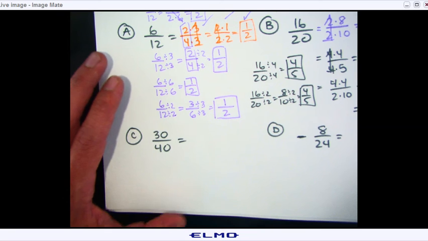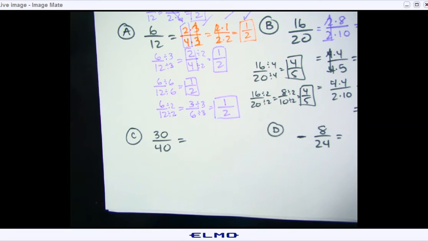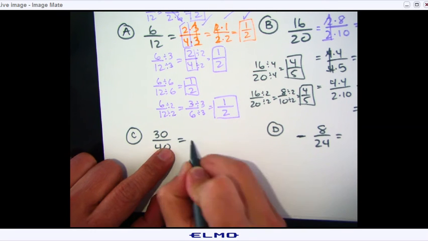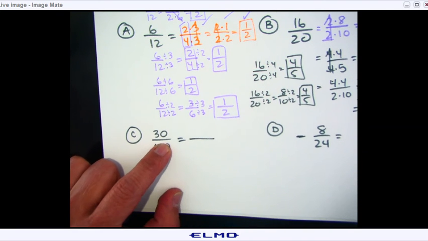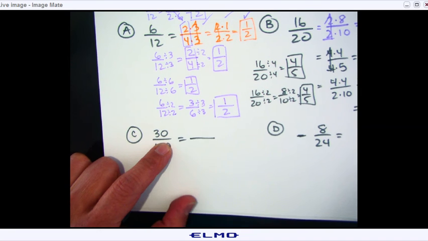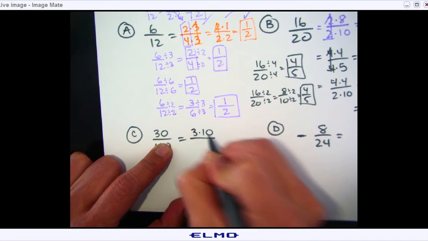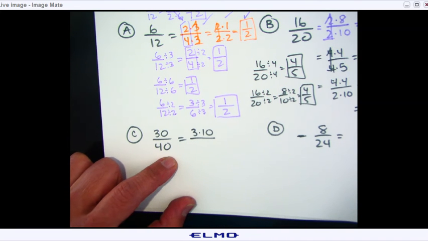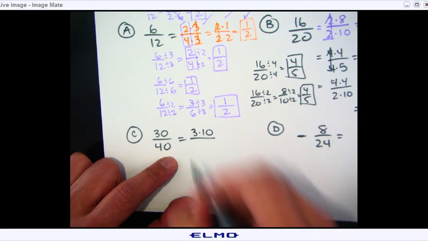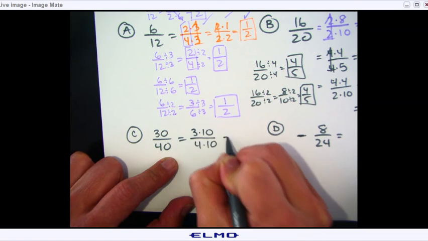All right. So what do we do? Oh, okay. I'm going to do the multiplication. Okay, go ahead. A 30 is 3 times 10. I know that for a fact. Okay, very good. How about 40? Oh, I know 40 is 4 times 10. I know, because I know my 10.